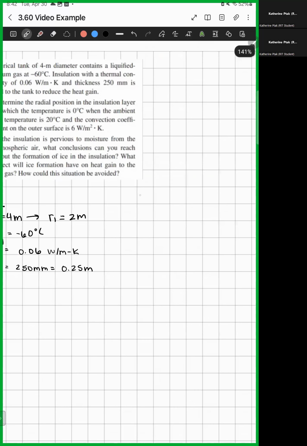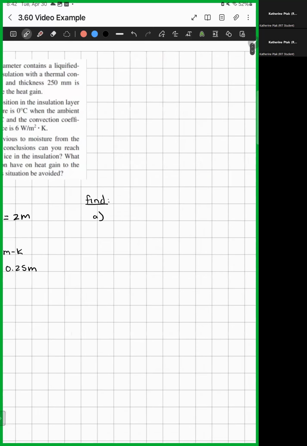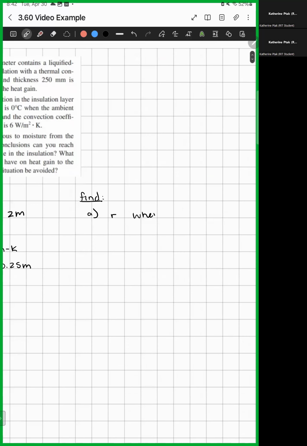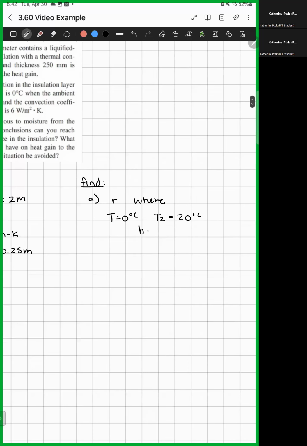So we are trying to find a R where T equals 0 degrees Celsius. If the T2, which is going to be the outer radius, equals 20 degrees Celsius with a heat transfer coefficient of 6 watts per meter squared Kelvin. And then B, I'm not going to rewrite it. We're just going to answer that question.